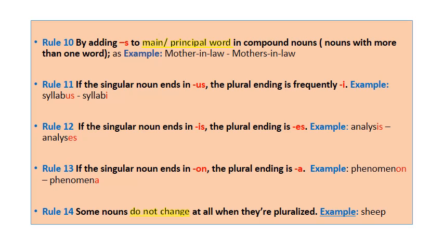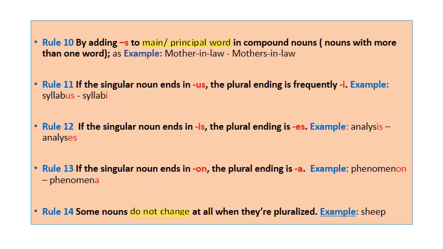Rule 11. It says, if the singular noun ends in US, the plural ending is frequently I. The example of a US ending noun is syllabus, and the ending US will become I in its plural form. So, the plural of syllabus is syllabi.